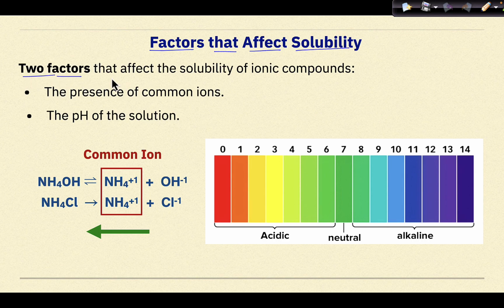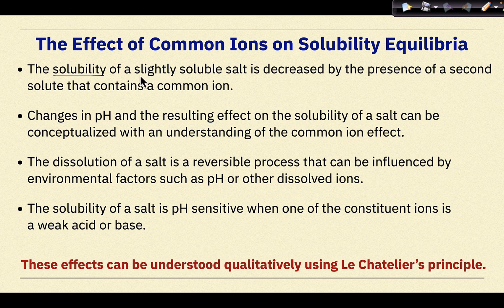Two factors that affect the solubility of ionic compounds are the presence of common ions and the pH of the solution. The solubility of a slightly soluble salt is decreased by the presence of a second solute that contains a common ion. Changes in pH and the resulting effect on the solubility of a salt can be conceptualized with an understanding of the common ion effect.